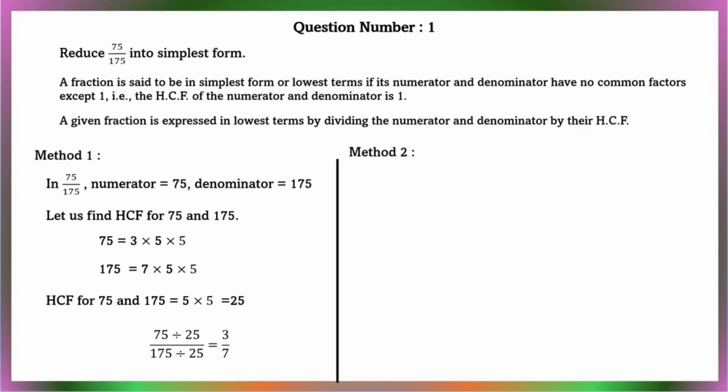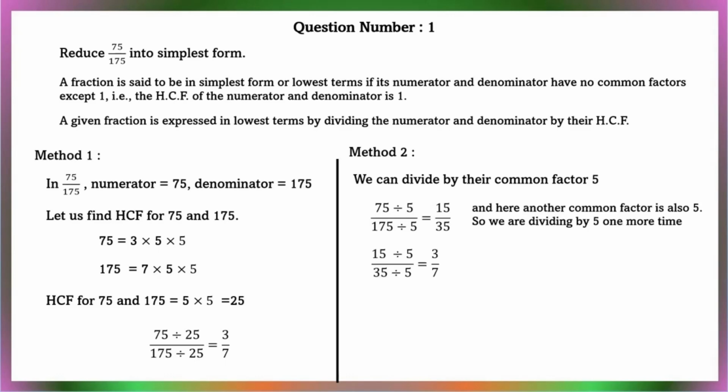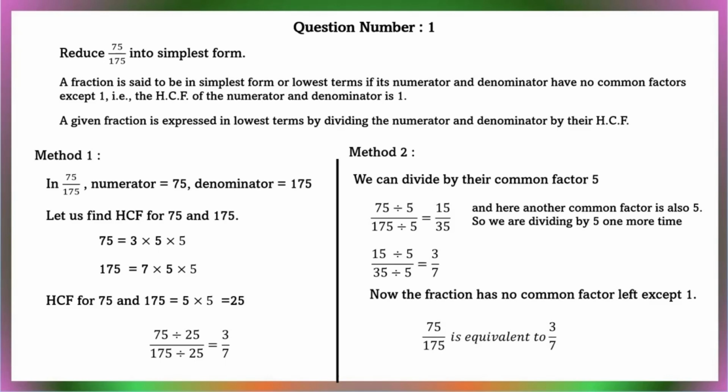Now, let us look into method 2. We can divide by their common factor 5. First time we can divide it by 5 on both numerator and denominator. We will get 15 by 35. This can again be divided by 5 because there's another common factor, that is 5. If we do that, we will get 3 by 7. Now the fraction has no common factor left except for 1. Therefore, 75 by 175 is equivalent to 3 by 7.